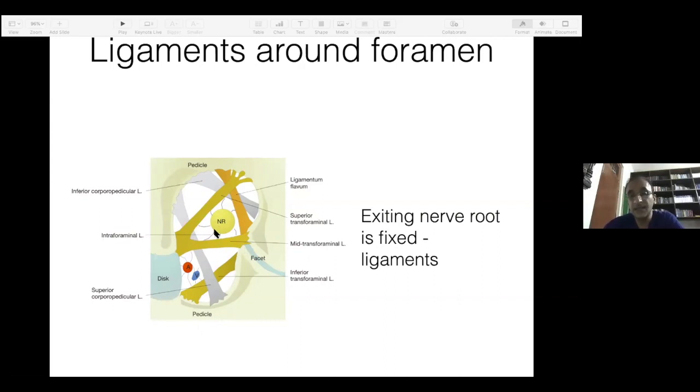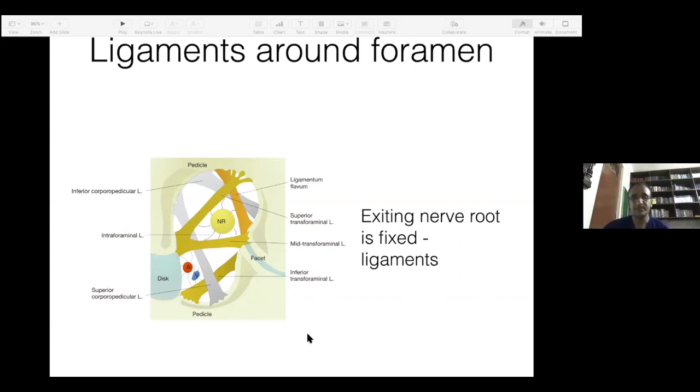Again, this is very important for all of you to understand: the exiting root is a fixed structure. It is not a mobile structure as we see in the traversing root. The traversing root is relatively free. There are no ligaments holding it, whereas the exiting root is held, so it is a little more firm in its position, because of these ligaments. This is precisely the reason why you have the SLRT positive. Whichever root is being stretched, because of the ligaments it can't move a lot, so that is why the SLRT comes positive.